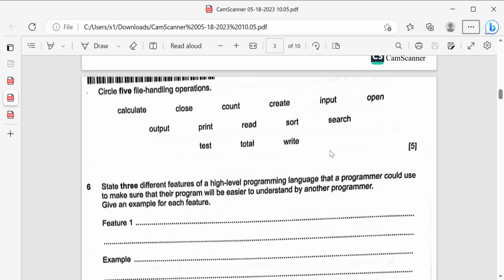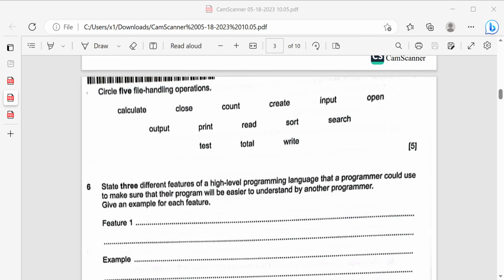Current paper held on 18th May 2023. So let's start with question number 5. I have shifted it to another platform for more clarity. First of all, let's see what this topic is saying to us, or what this question is asking us, and then we will solve this accordingly.